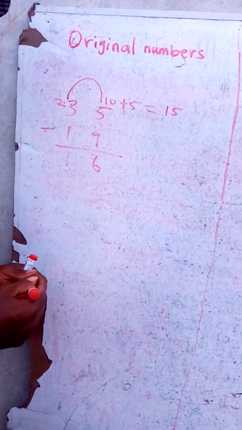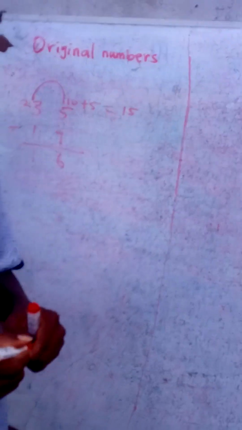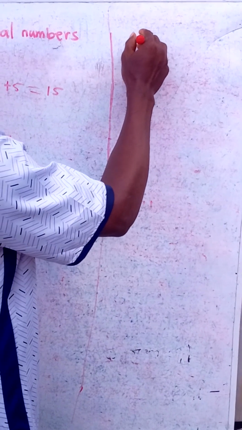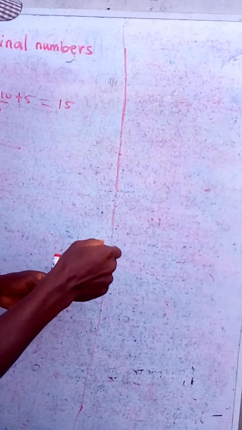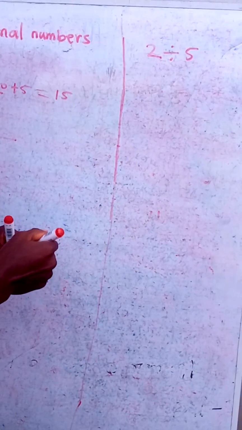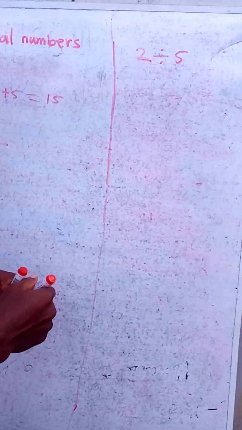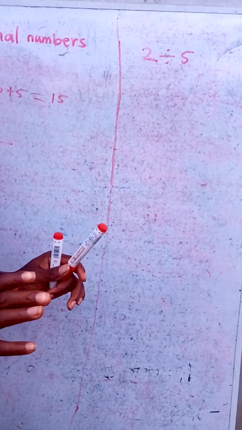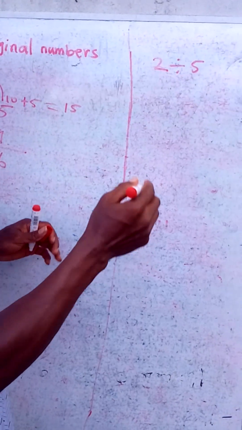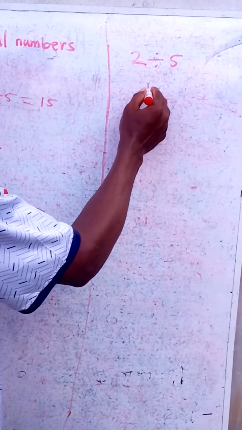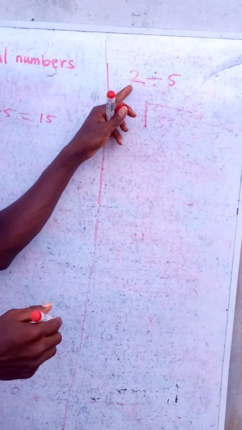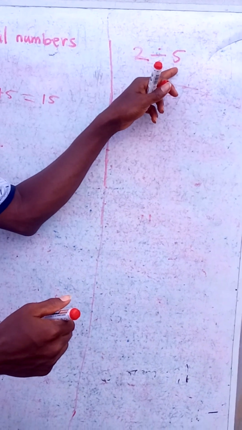Okay, so the next one is division. For instance, if I have 2 divided by 5, there is a pattern we use. It's called the long division pattern. You understand it. So how do we do it? We'll put a diagram like this, and put the one we are using to divide the other number.